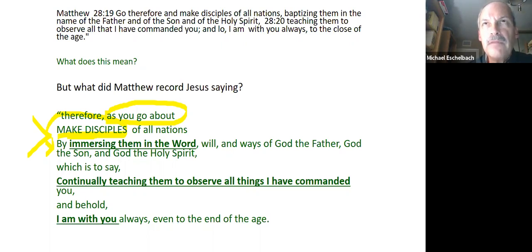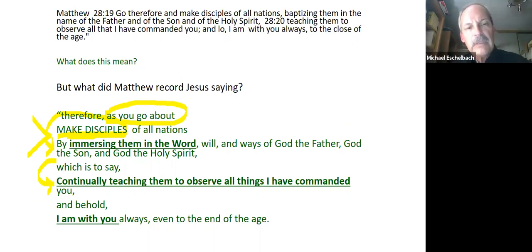So the name of the Father, Son, and Holy Spirit, like that first petition of the Lord's Prayer, is a reference to his word. So we're going to immerse people in the word of God, in his will, in his ways, right? All of the revelation of God to us, we're going to immerse people in that. How do I know that I'm on the right track? It's "and." The "and" is epexegetical. It's not two different things.